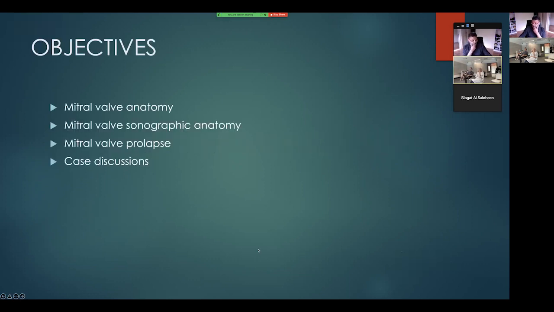So before talking about mitral valve prolapse, I think it's very, very important to understand mitral valve anatomy. So I'm going to spend some time on that. After that, we're going to discuss mitral valve sonographic anatomy, and then we'll talk about all the features of mitral valve prolapse, and then we'll discuss a few cases.